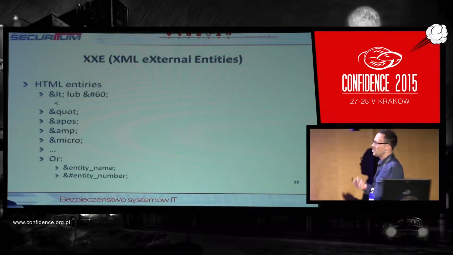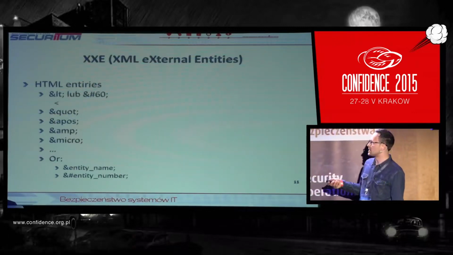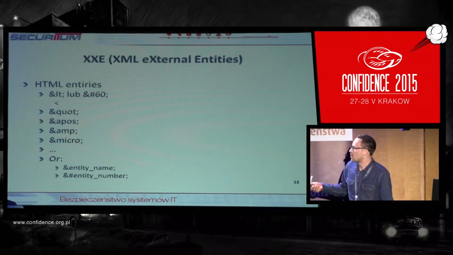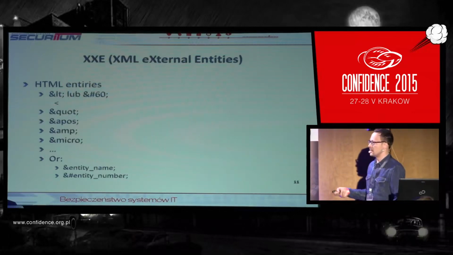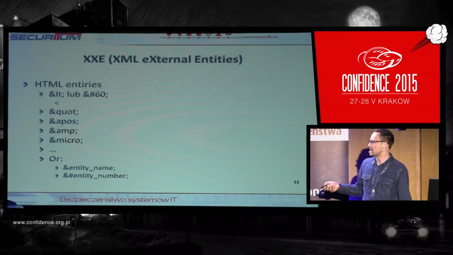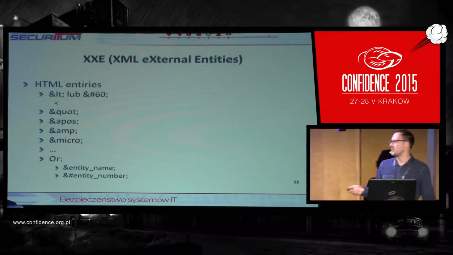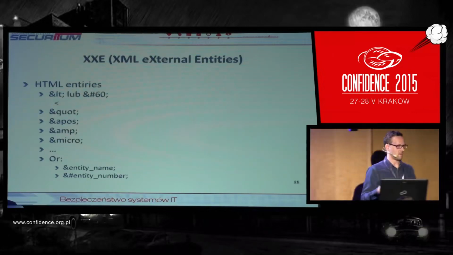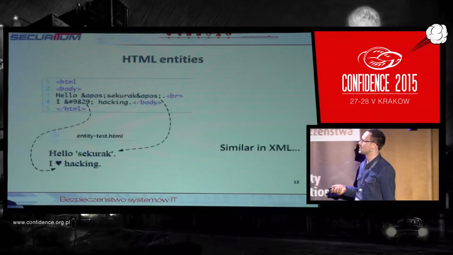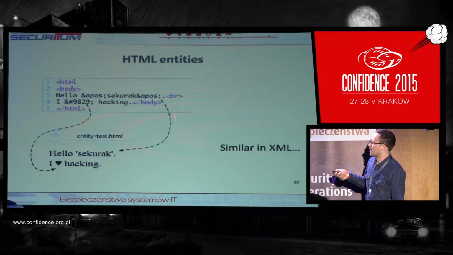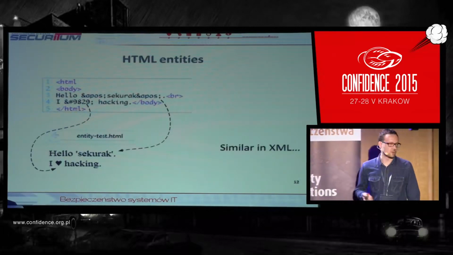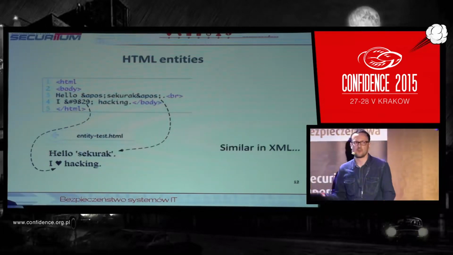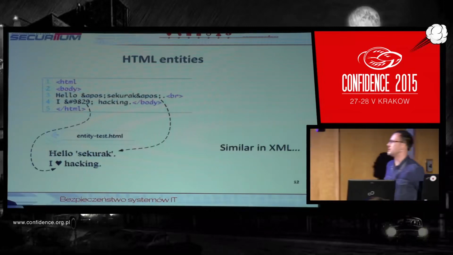Okay, in HTML we have, let's say, standard entities like ampersand, lt, semicolon, and so on. Or we can write it more generally: ampersand, entity name, semicolon, or ampersand, hash, entity number, semicolon, or ampersand, hash, x, hex number of the entity, and then semicolon. And it works like this. Here is the HTML, and when the browser parses this, all those entities are displayed like this. No problem with security in HTML.